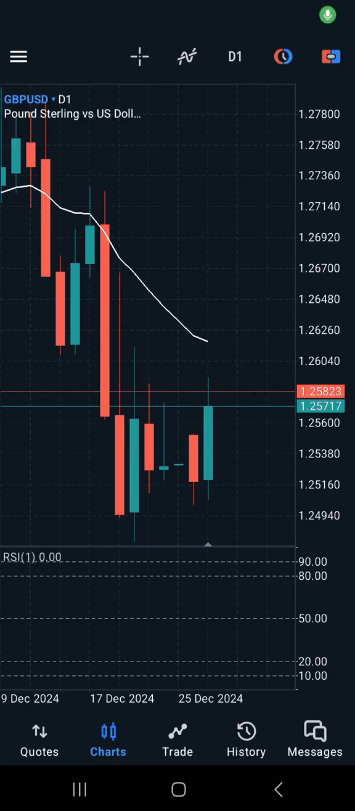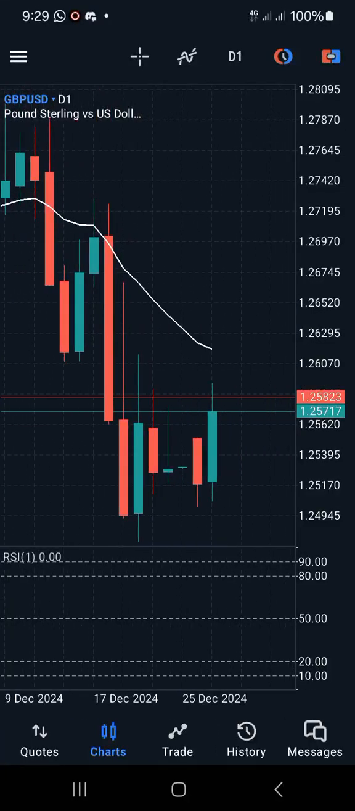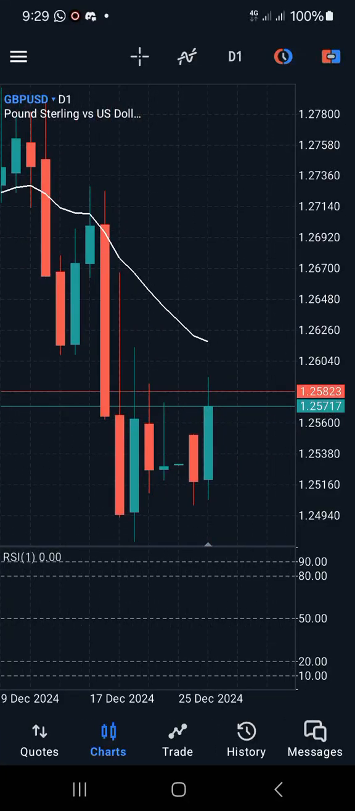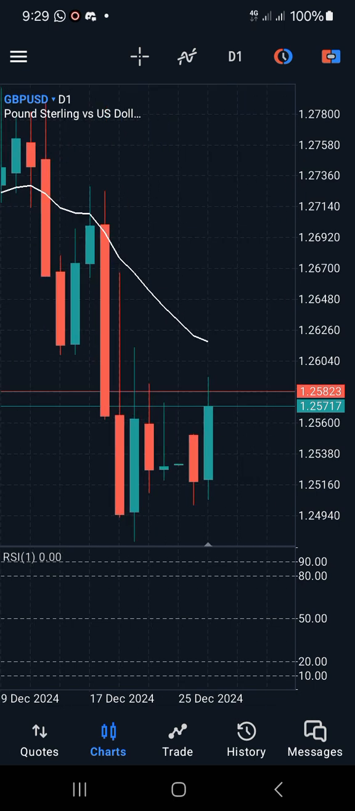Okay, so today we are talking about candlesticks, and candlesticks is under technical analysis. So we said you buy when you think the price of a currency pair will go up, and you sell when the price will drop. So one of the ways to analyze the market is through candlesticks.